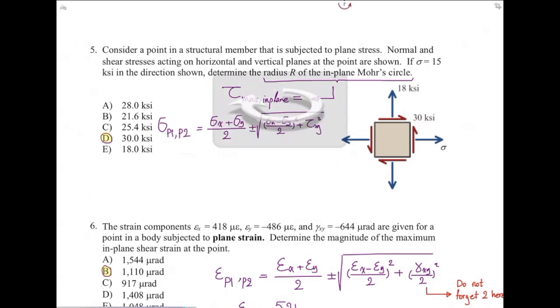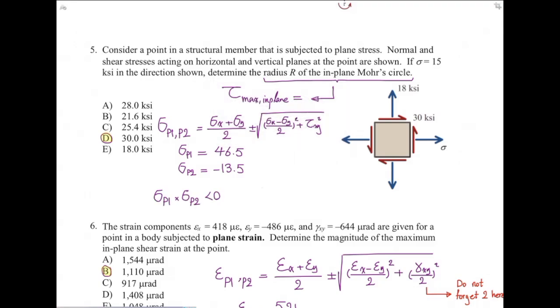Sigma P1 and sigma P2 are calculated from this equation. Note that for the principal stress, we don't have tau xy divided by 2, but for shear strain, we do have that divided by 2. I just wanted to highlight this. Okay, if I plug the values, P1 would be 46.5 and P2 would be negative 13.5. It means that the absolute and in-plane are equal to each other, and that would be equal to the difference between these two divided by 2. If I plug the values, that gives me 30 ksi. So that would be option D.